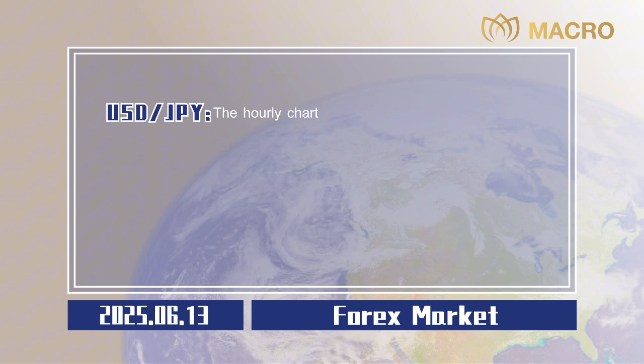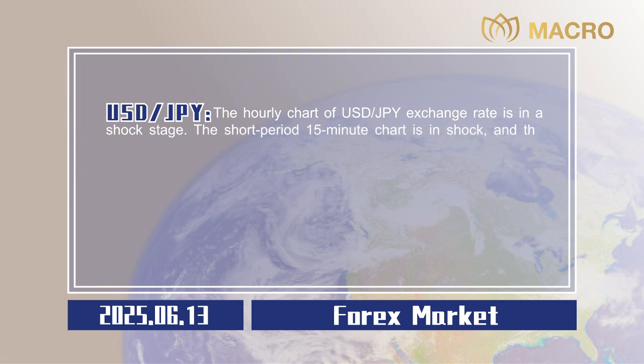US dollar to Japanese yen. The hourly chart of US dollar to Japanese yen exchange rate is in a shock stage. The short period 15-minute chart is in shock, and the shock interval is 142.78 to 143.90.